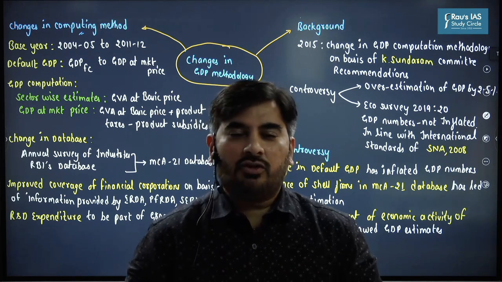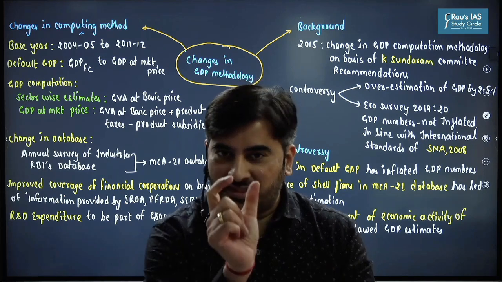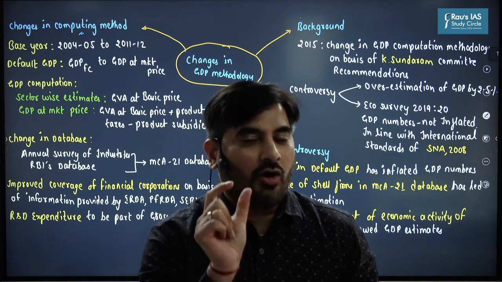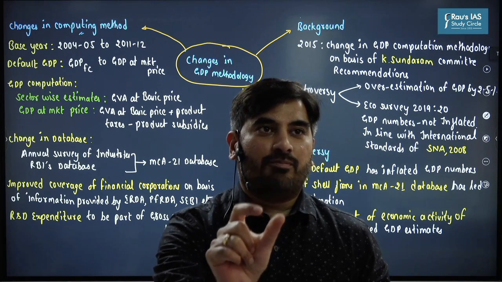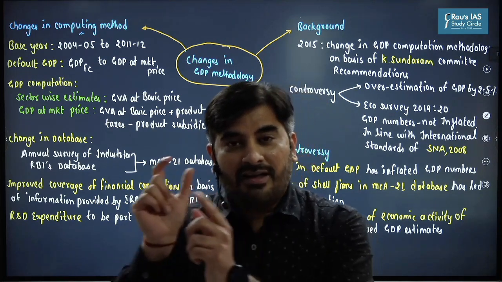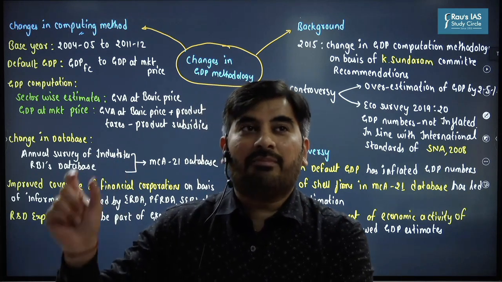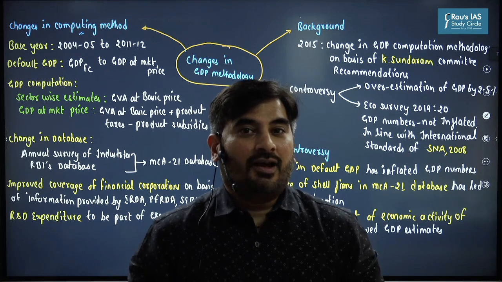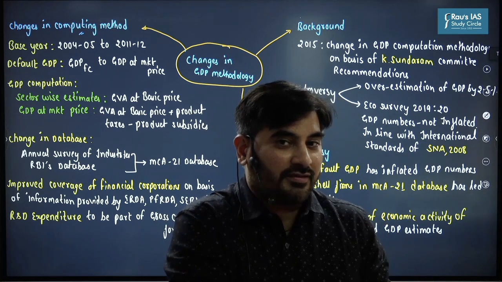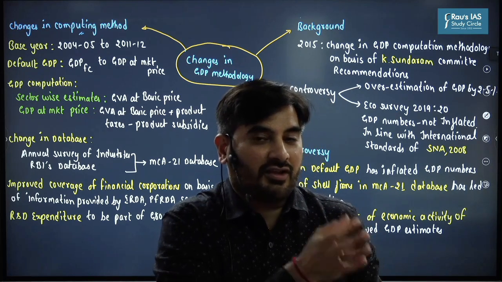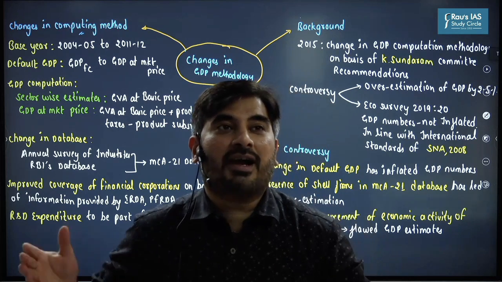Before the year 2015, whenever we used to refer to the word GDP, GDP always meant GDP at factor cost. But now when we say GDP, GDP means GDP at market price. So before the year 2015, whenever you came across GDP in the newspapers or a government notification, it meant GDP at factor cost, but now it means GDP at market price.